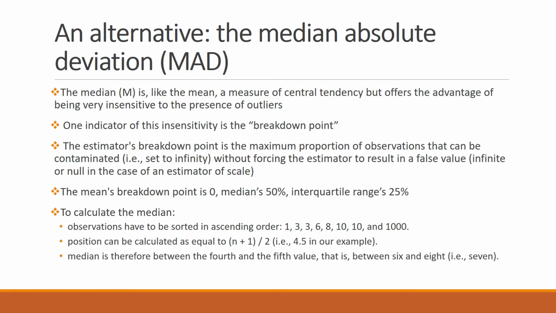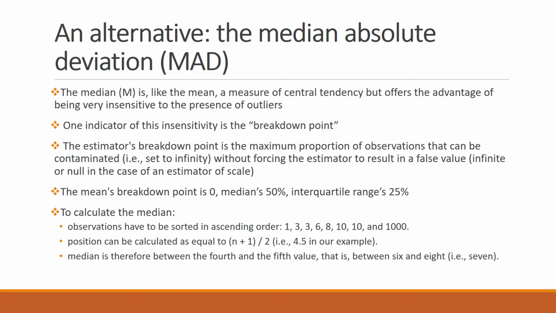The estimated breakdown point is the maximum proportion of observations that can be contaminated, that is set to infinity, without forcing the estimator to result in a false value. The false value can be infinite or null in some cases. For example, when a single observation has an infinite value, the mean of all observations becomes infinite. If we are taking a mean of a series and even a single value in that series is infinite, the mean will become infinite.